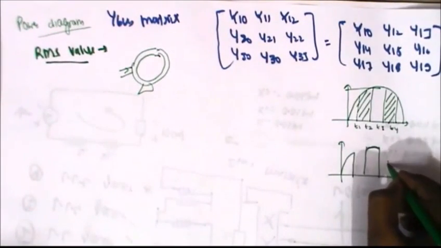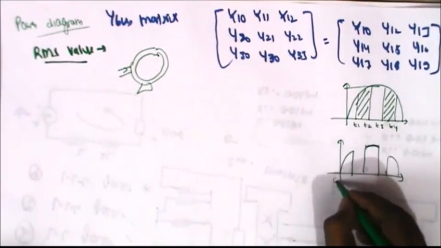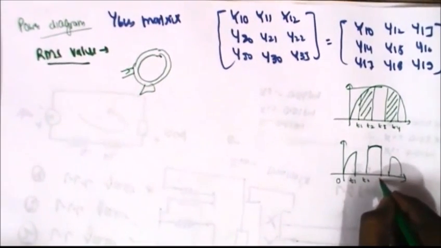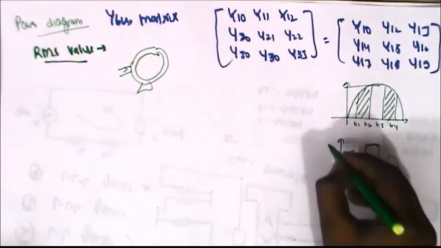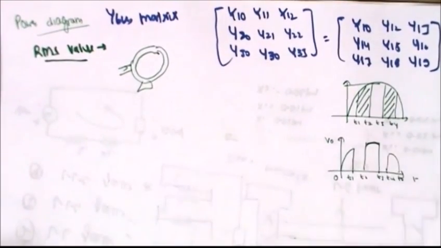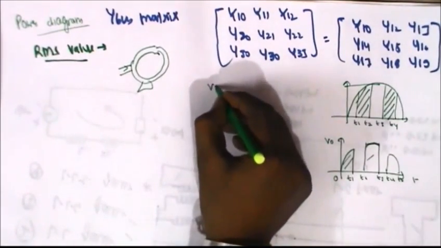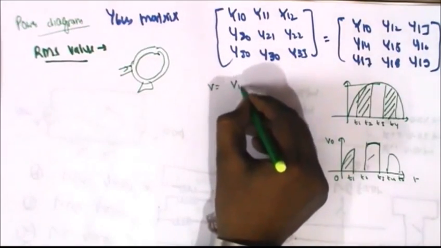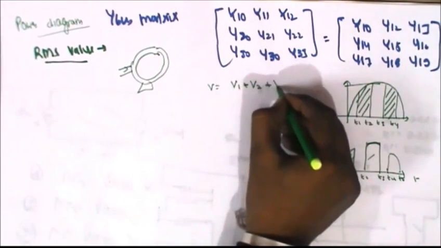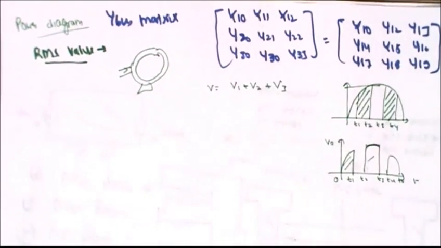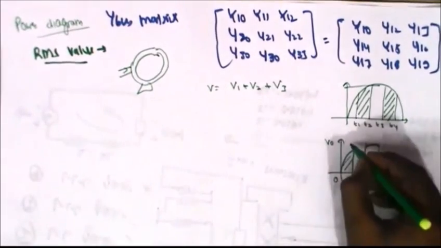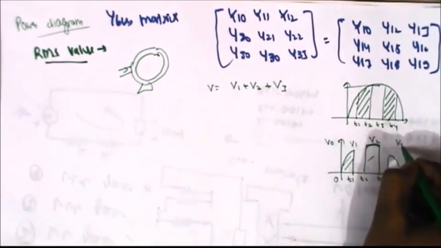It is like this: point 0, T1, T2, T3, T4. This is the output voltage, and this is the time. If we calculate the average value of it, then we get V average 1 plus V average 2 and V average 3. What are V1, V2, V3? Here we are calling them V1, V2, V3.